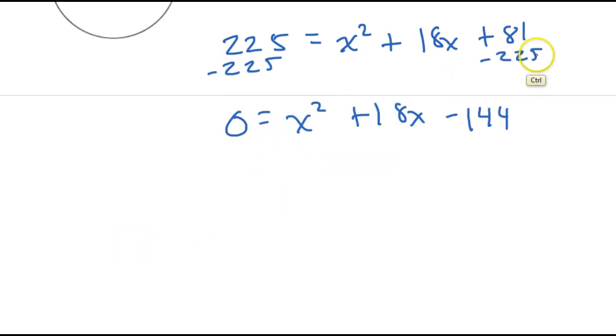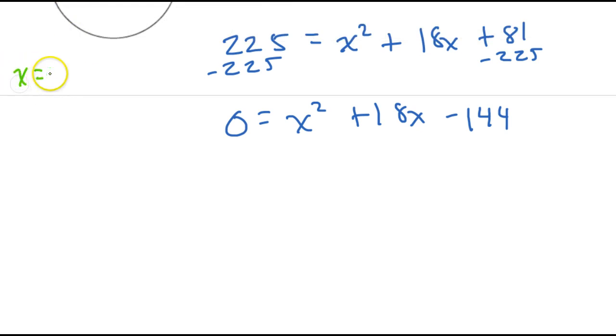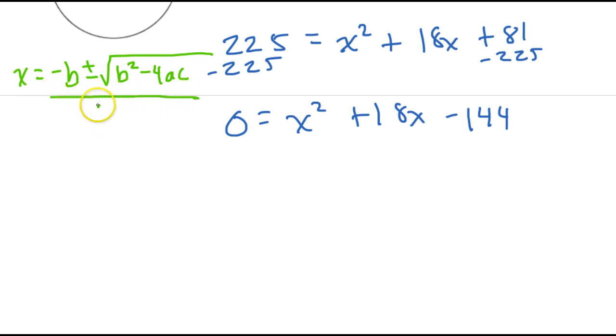Okay, so I've subtracted 225 from both sides, and I got this. So now it's time to use the quadratic formula, which goes like this. When you have an equation in this form, the quadratic formula says that the solution will be the opposite of b plus or minus the square root of b squared minus 4ac all over 2a. You will learn about this more in a later lesson, but it's good to get a little bit of a preview.